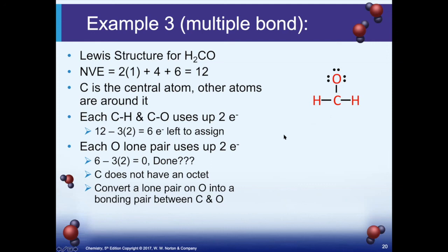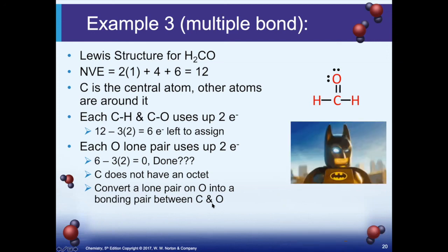So the idea here is that one of these lone pairs on the oxygen is going to become another bonding pair between oxygen and carbon so that they both can have an octet. So we're going to convert a lone pair on the oxygen into a bonding pair between the carbon and the oxygen. All right, so now all of a sudden, it transforms into a bonding pair, okay? And so this is the Lewis structure for this molecule.